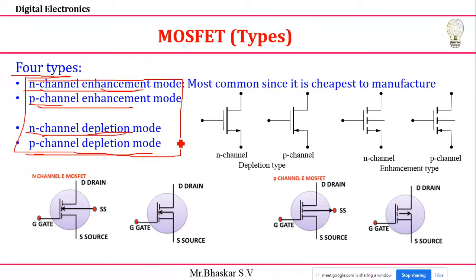And in the symbols, how can I write it easily? Here we have a depletion type and an enhancement type. So what is the difference here? When it comes to the depletion type, this is called the source, this is called the drain, and this is called the gate. Source and drain are connected by one continuous line. If a continuous line is there, then that type of MOSFET is called depletion type.